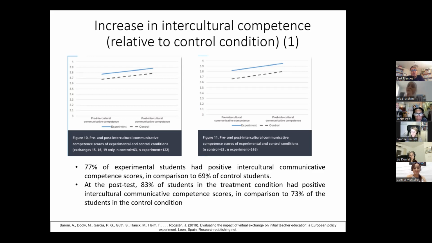In plain numbers, we did see that 77% of the experimental students had a positive intercultural competence score in comparison to the 69% of the control groups. On the one hand, you could say, well, it's higher, but it's not significantly more.